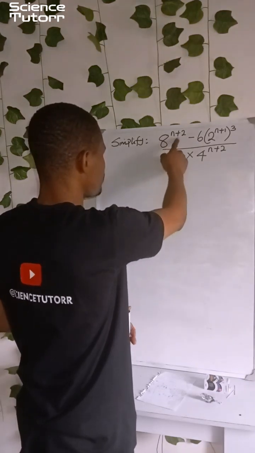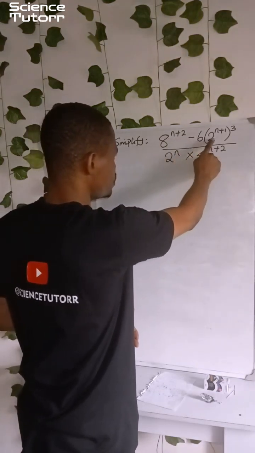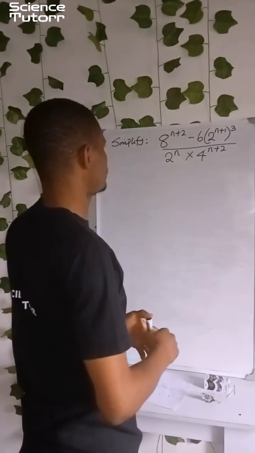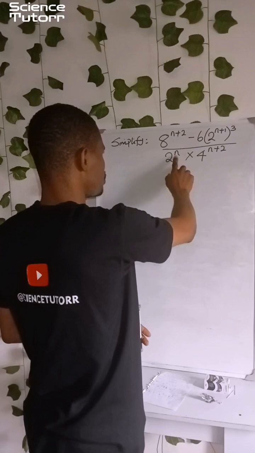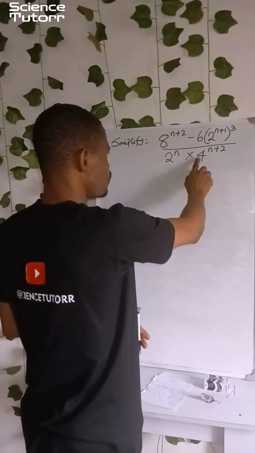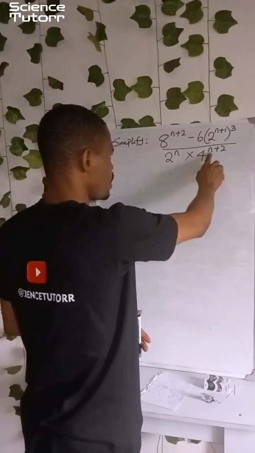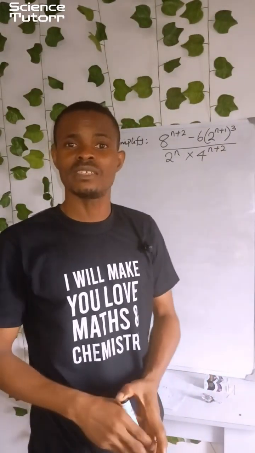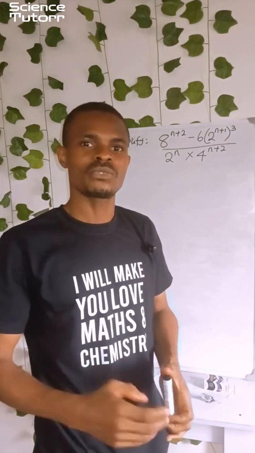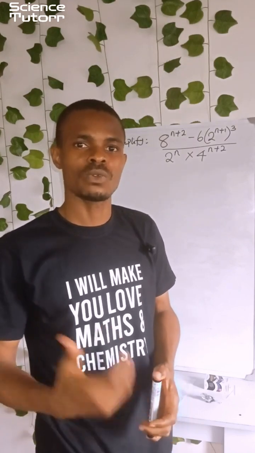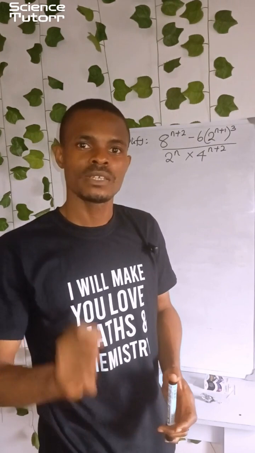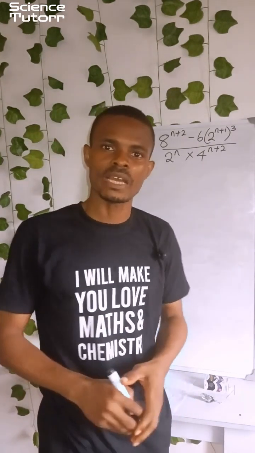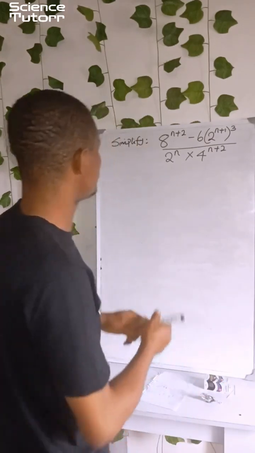(8 raised to power n plus 2 minus 6 into 2 raised to power n plus 1) all raised to power 3, divided by 2 raised to power n times 4 raised to power n plus 2. Now, students normally, when they see questions like this, they give up. But I'm here to let you know that this is one simple aspect that you just need calculated time to look at. Take your time and solve it. So let's do it together.